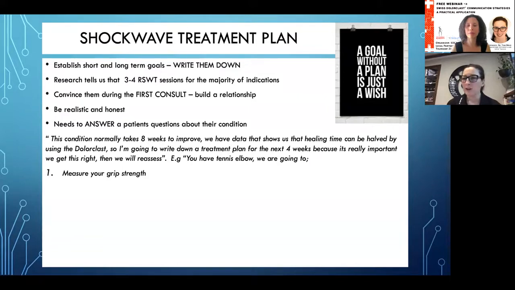So if we use tennis elbow as an example, this might be my plan. I'm going to measure your grip strength. I'm going to use a gripometer and I'm going to see with your painful elbow, how strong are you versus your non-symptomatic arm, and compare the two. So let's say there's a difference of 15 kilos in the grip you can generate. Then I'm going to shockwave the tendon to reduce the pain, so the lateral epicondyle there.